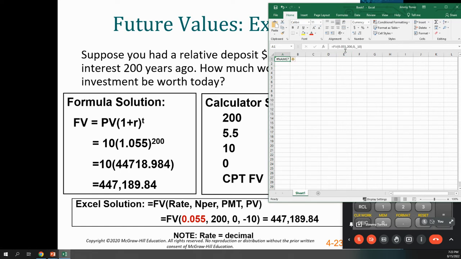Let's see. Oh, instead of negative 10, I'm going to say shift and I hit underscore. And there it is, $447,189.84. There we go.